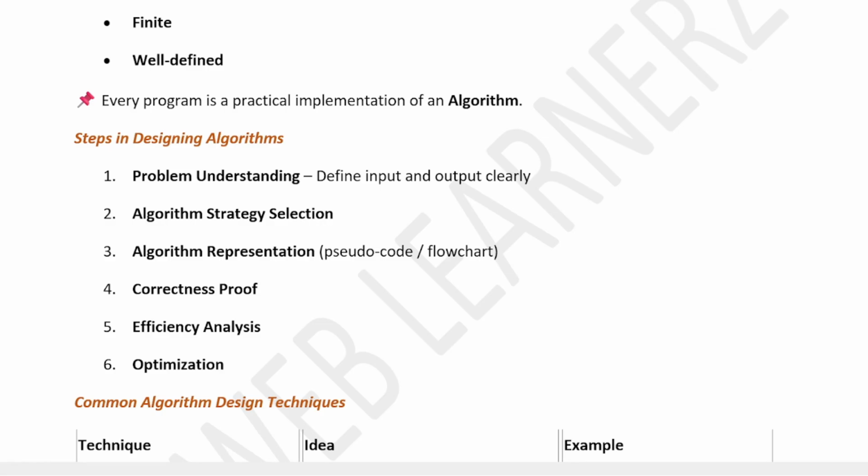Now, let's understand the steps involved in designing an algorithm. The first step is to clearly understand the problem. We must know what is the input and what is the output. Just like in exams, if we don't understand the question, we can't solve it. Next, we select the right algorithm strategy. Choosing the wrong strategy can make a simple problem very slow. This step decides how good or bad our algorithm will be.